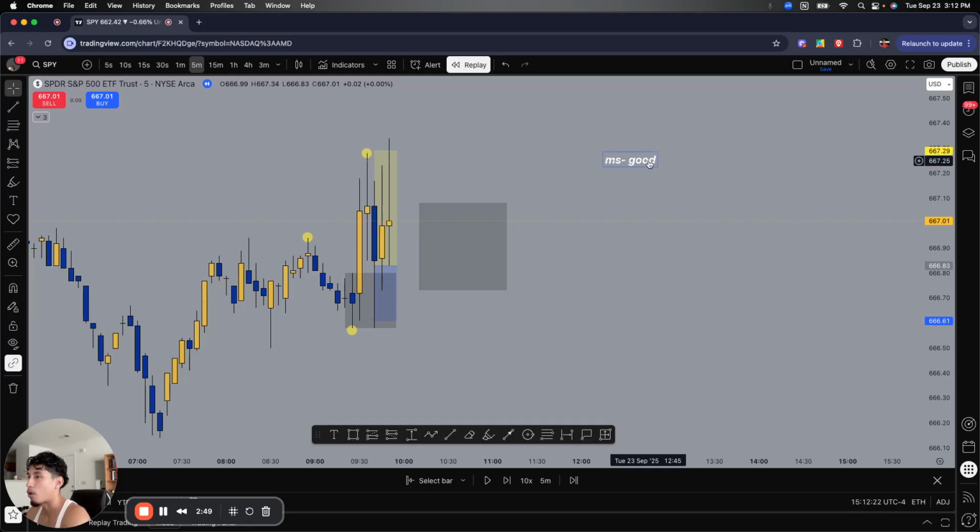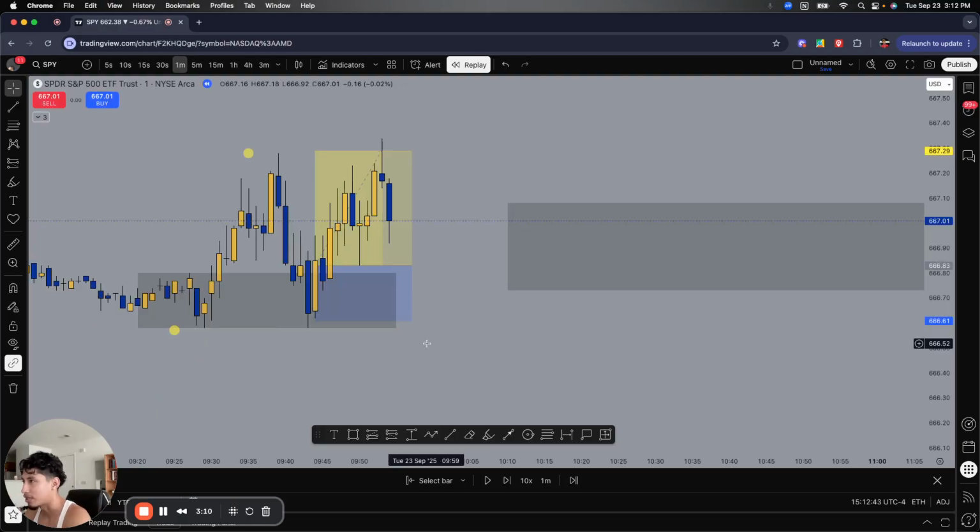So now I have market structure already checked off. Now I have a supply or demand zone, so we can put S and D. Good. Now I just need an entry. Once price taps into here, all I need is an entry model, and once I get that entry model, then I'm in. So let's just see what happened once price tapped into here.